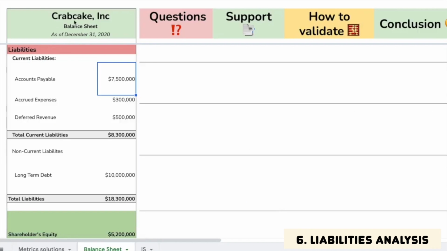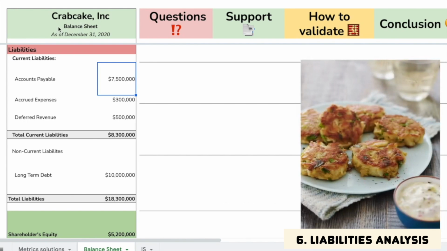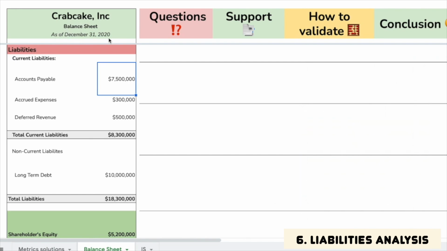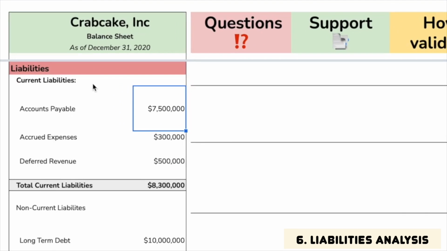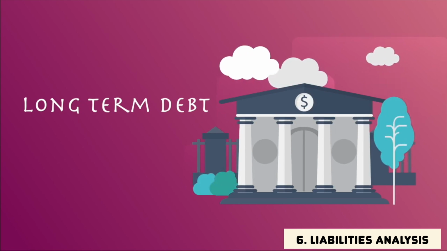All right, so this is the balance sheet for Crab Cake Inc. And Crab Cake Inc. is in the business of frozen food, so they manufacture frozen crab cake. And this is the balance sheet as of December 31st, 2020. Now, when we look at the liabilities and equity section of the balance sheet, I'm going to have questions related to accounts payable, deferred revenue, long-term debt, and shareholders' equity. But I'm going to begin by looking at long-term debt because this is the riskiest area of the balance sheet.